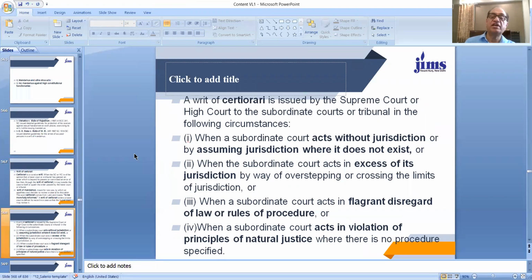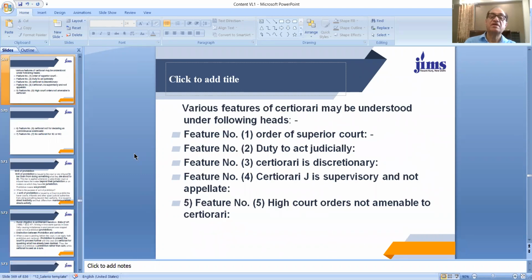Second, when the subordinate court acts in excess of its jurisdiction by way of overstepping or crossing the limit of jurisdiction. Third, when a subordinate court has acted in flagrant disregard of law or rules of procedure. And fourth, when a subordinate court acts in violation of the principles of natural justice where there is no procedure specified. So a writ of certiorari can be issued. So these are the features of the certiorari writ.